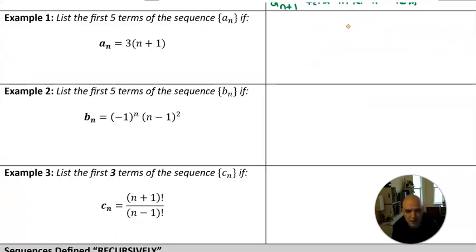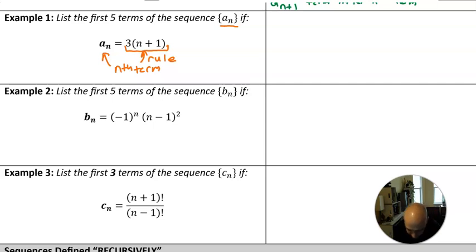So a problem will usually ask you to list some terms. Maybe it will ask you to find the 50th term. There's a lot of different ways the questions could ask. Here, we're just going to practice listing terms. So list the first 5 terms of the sequence {a sub n}, and so here notice they're using the brackets to refer to the sequence as a whole. If a sub n, so this is the nth term, has the rule 3 times n plus 1.